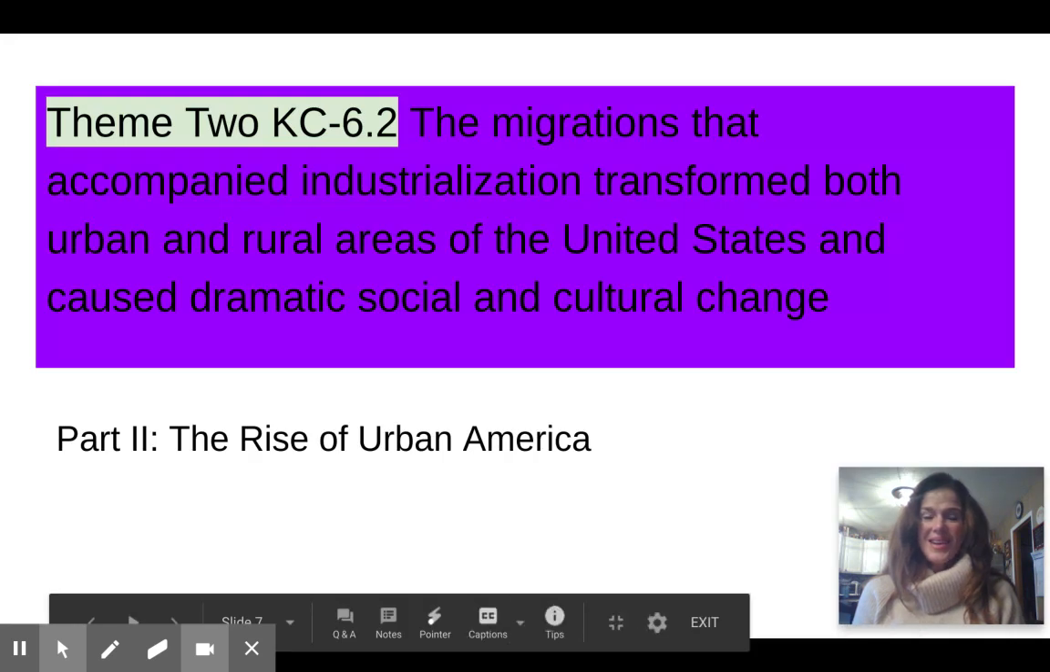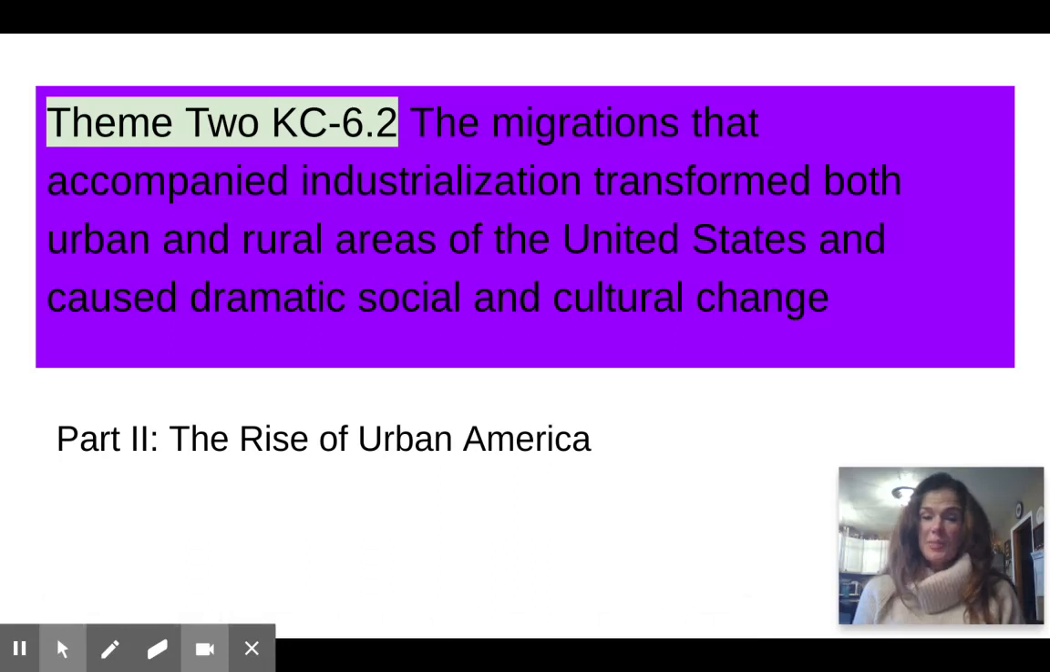This is lesson number 2 for 6.1. Part 2 is the rise of urban America. This is talking about how the migrations that accompanied industrialization, people moving from the countryside to the cities, people moving from other countries to the United States, African Americans in the South moving north, begin to completely transform the United States. And this leads to dramatic social and cultural change.